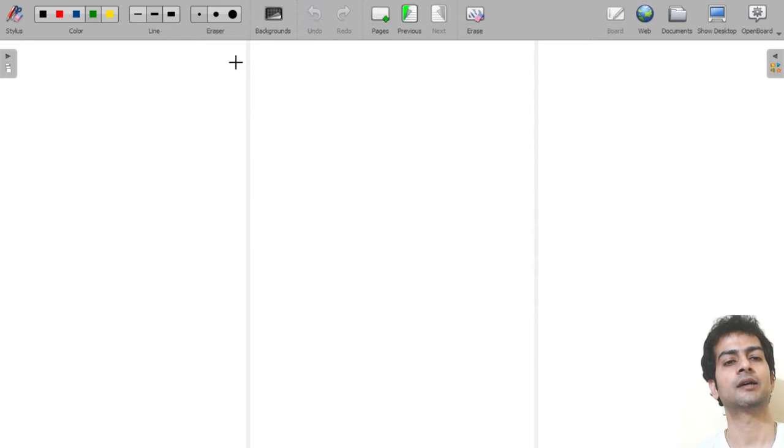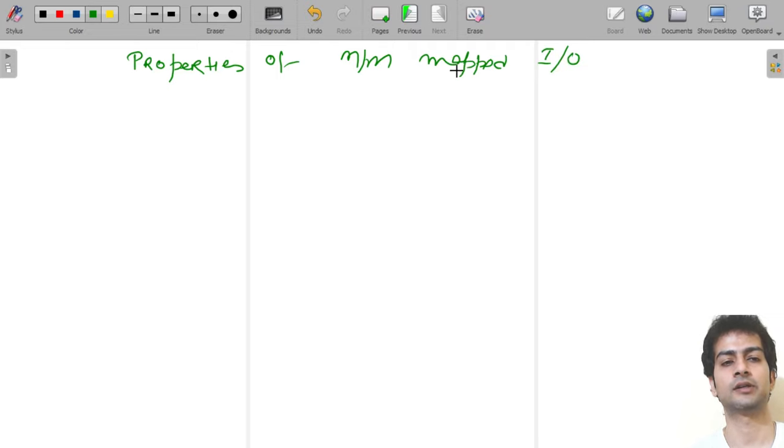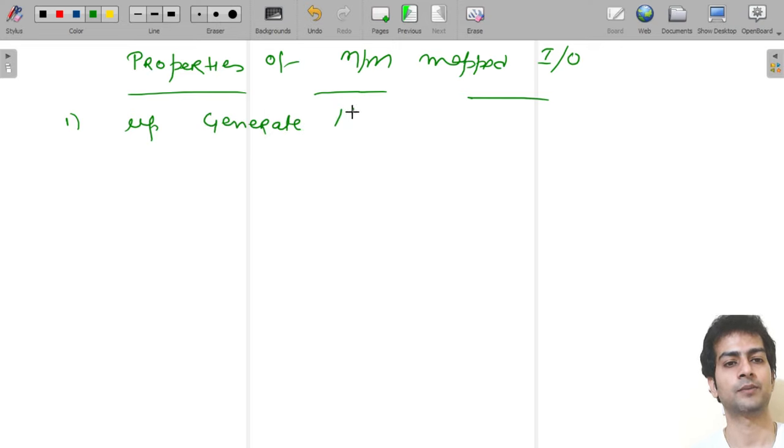Now let's summarize some of the properties of memory mapped input output. Very important concepts I have told you. So just go through both peripheral mapped and memory mapped again, and everything will be clear. What I told you here is that the microprocessor will generate a 16-bit address.